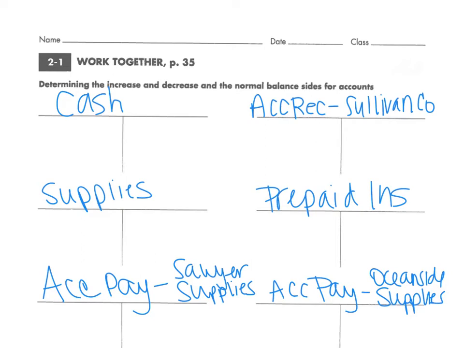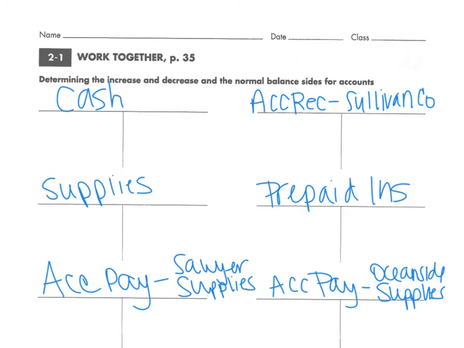Alright, so we have done step 1, prepare a T account for all of these accounts. Now the second step is to label the debit and credit side. So we're going to write debit and credit on all of these. And you could write debit, credit, or just do DR CR. Okay, this just gets you in the habit of knowing that debit's on the left, credit's on the right.